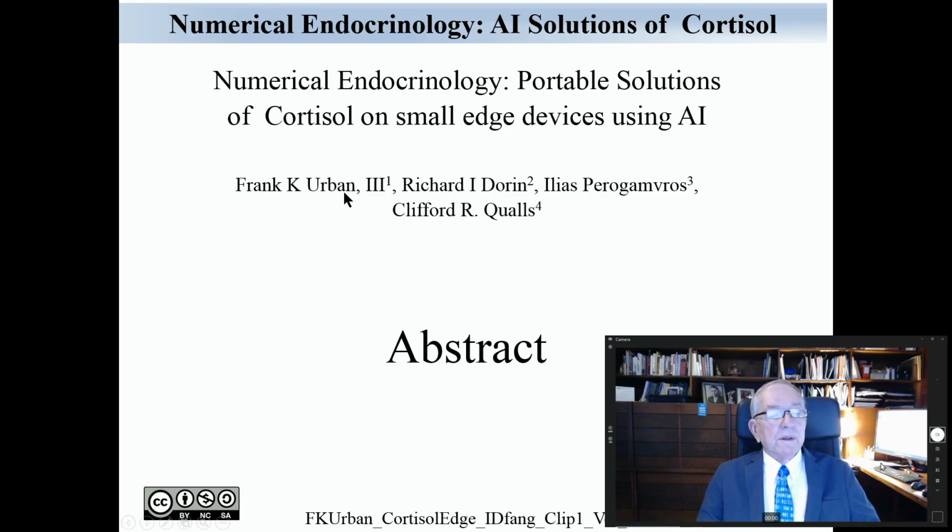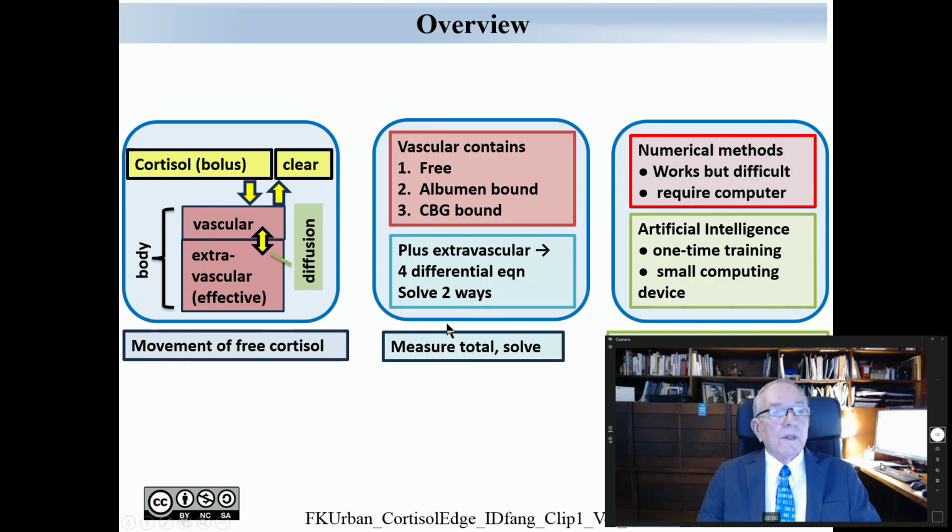That's me. And here are the other authors. Dorin and Perogamvros are endocrinologists, and Qualls is a statistician, mathematician, statistician. And the overview of the work is that we're going to look at what happens to cortisol.